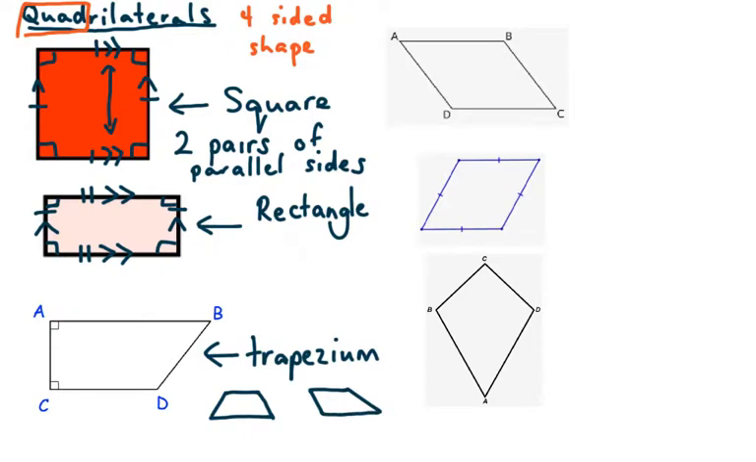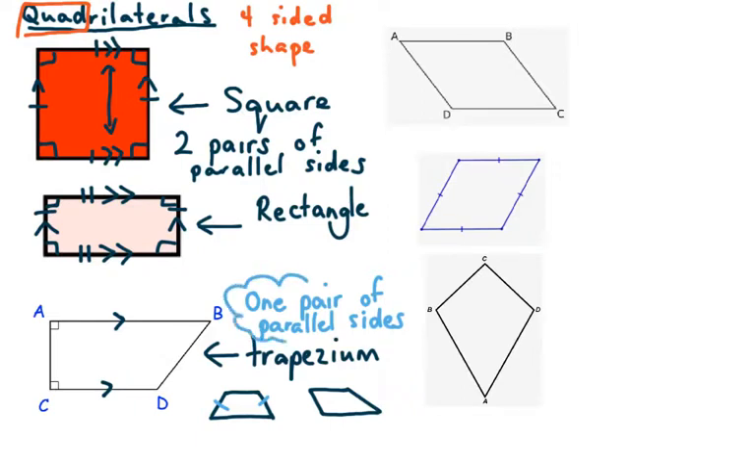There is only one thing a trapezium has to have. The only thing a trapezium has to have is 1 pair of parallel sides. Everything else in a trapezium can change. You might have 2 equal sides, you might not, because there's none in this shape A, B, C, D. You might have some right angles, you might not. Everything else can change, but you will always, in a trapezium, have 1 pair of parallel sides.